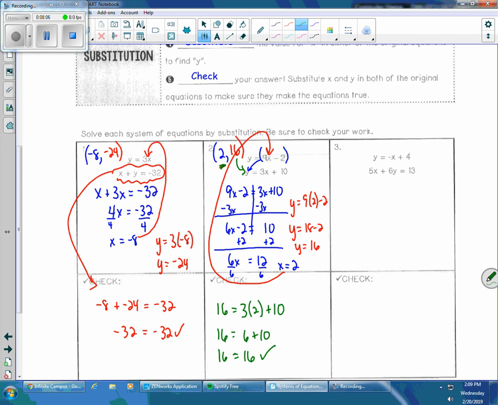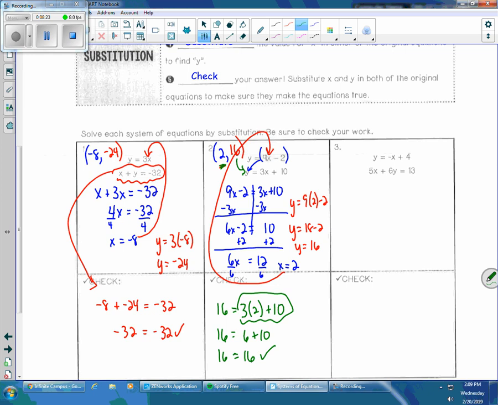If you grabbed your calculator at this point and just said 3 times 2 plus 10, or if you did it in your head and you knew at that point that that was equal, that's fine. I just tend to show all of the steps so that somebody doesn't think, like, where'd you get the 6 from? How'd that happen? So that's why I tend to show all the steps.